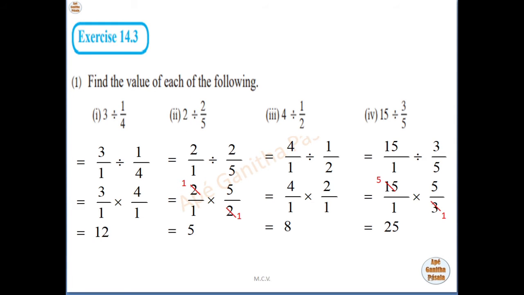Exercise 14.3. Find the value of each of the following. In this exercise, whole number is in the left hand side, fraction is in the right hand side. But when you are dividing, always get the reciprocal of the right hand side. Then 3 divided by 1 over 4.